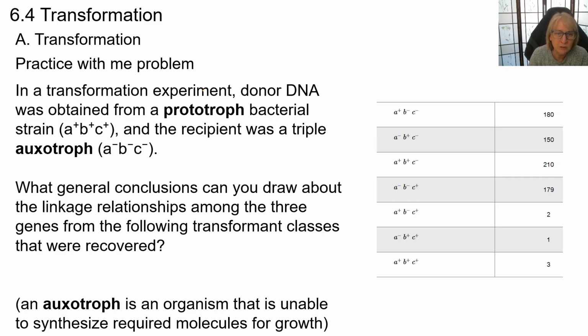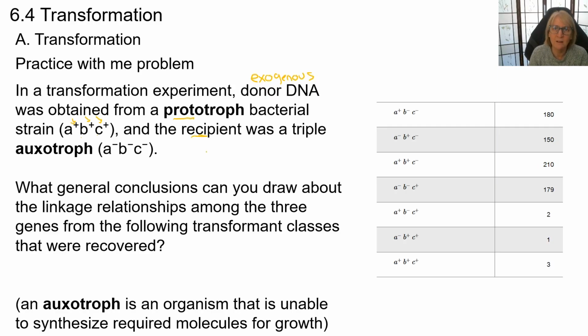In the transformation experiment, we have donor DNA. This is what was picked up. This is the exogenous DNA that was picked up from outside. That came from a prototroph, something that is able to digest everything properly. It has the alleles for digesting A, it has the alleles for digesting B, and it has the alleles for digesting C.